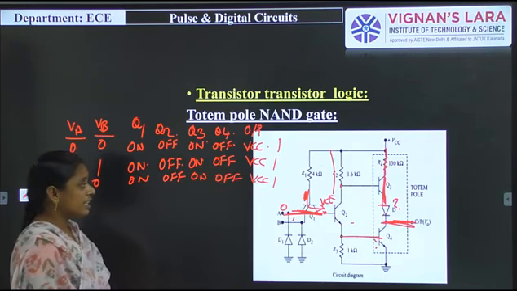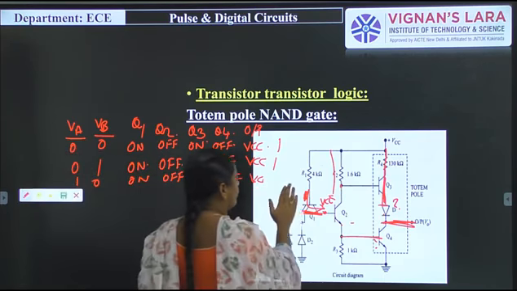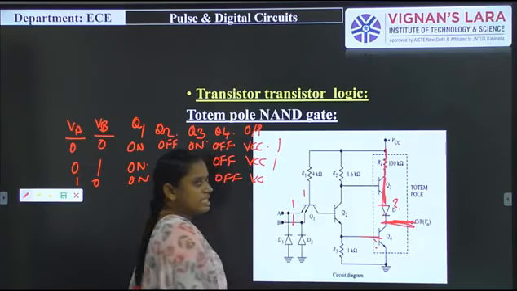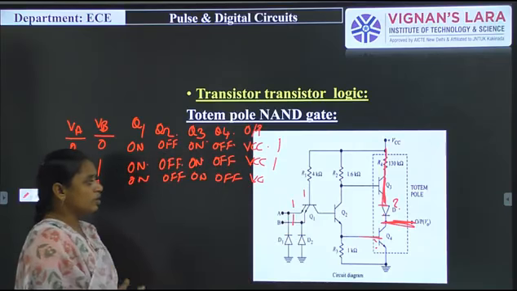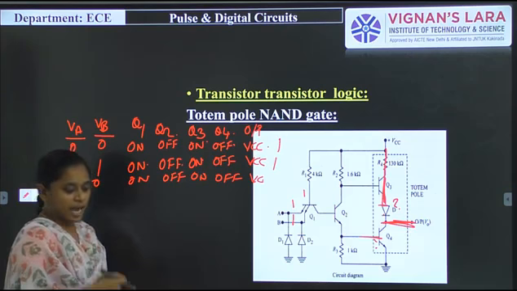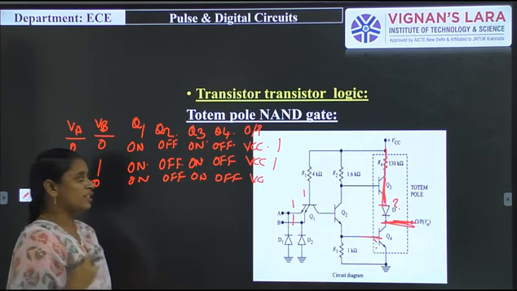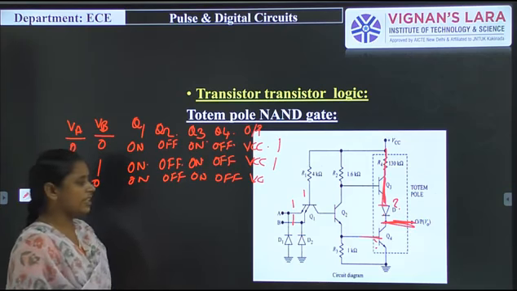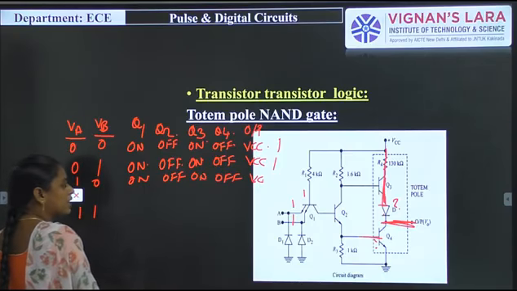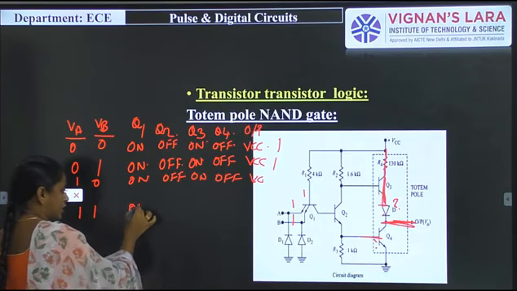And the last one, when both the inputs are 1, 1. So we can say that the base voltage and emitter voltage are both the same. As per the principle, the base voltage must be greater than the emitter voltage, but that is not satisfied. So at that particular time Q1 is going to off condition.